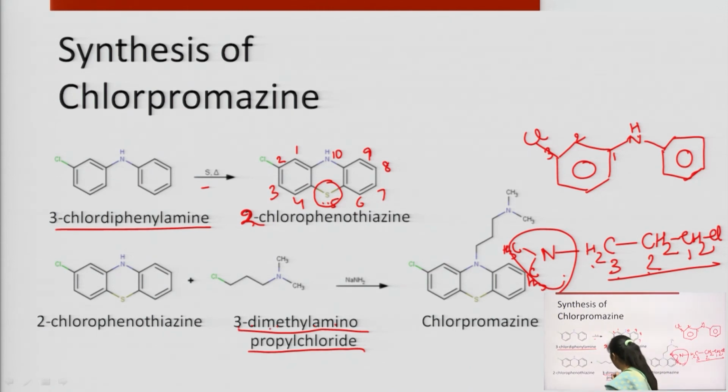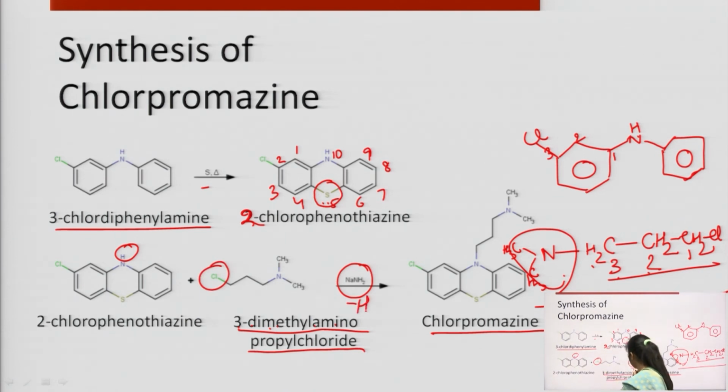So, this is propyl chloride and this is the dimethylamino group. So, 3-dimethylaminopropyl chloride, this is the 3-dimethylaminopropyl group. By the action of NaNH2, it will get converted into chlorpromazine. So, simply the abstraction of this hydrogen and this chlorine, minus HCl, and directly this carbon atom is now attached here. So, it has the structure of chlorpromazine.